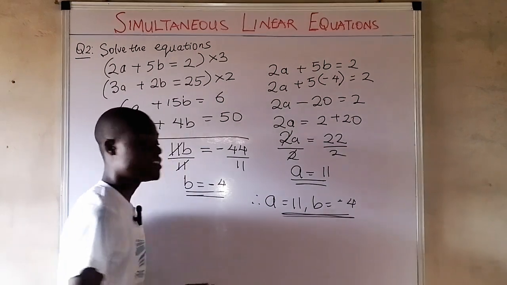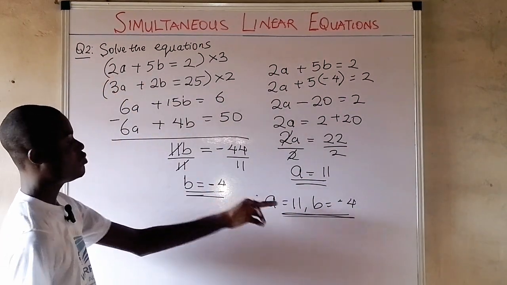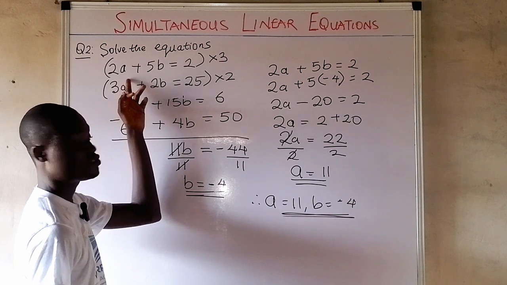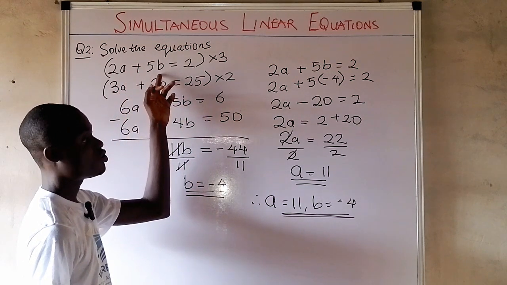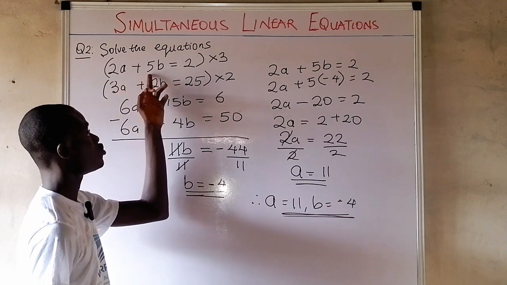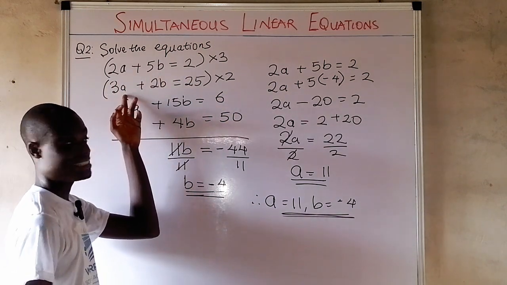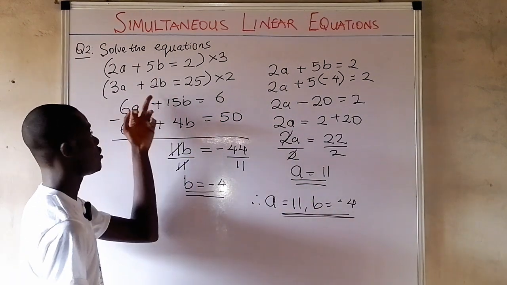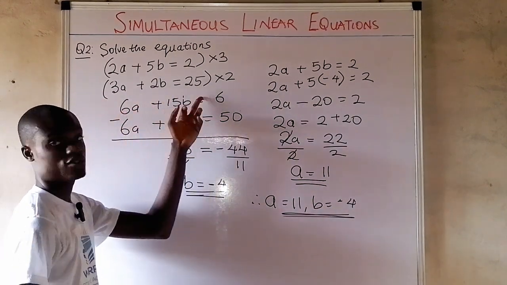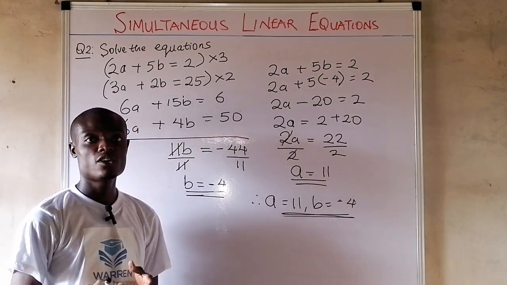So you can always verify if these answers are correct. For example, in the first equation, 2 times a, which is 11, that's 2 times 11 is 22, plus 5 times b, which is minus 20, then 22 minus 20 will give us 2. Also in the other equation, 3 times 11 is 33, and 2 times b, which is minus 4, that's minus 8. 33 minus 8 will give us 25. So yeah, it's important to verify your answers.